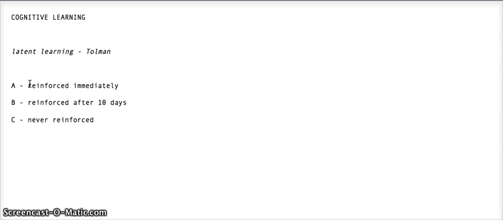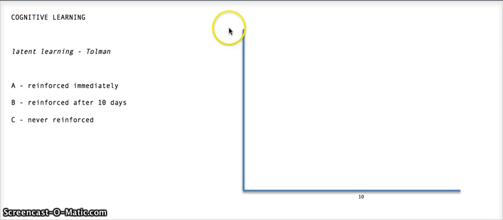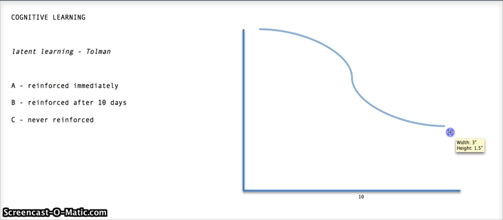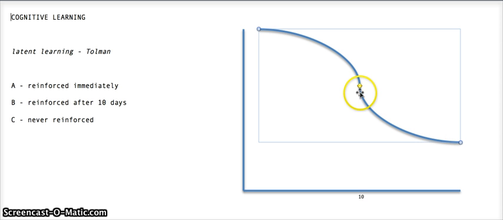And what he did is he timed how long it took them to go through the maze over the course of a few weeks. So it looked a little something like this. Group A, the one that got reinforced immediately, at first took a while to go through the maze, but eventually they started learning and their time got faster. They were able to get better at the maze. So it kind of looked like that until it leveled out, because there's only so fast their feet can run.